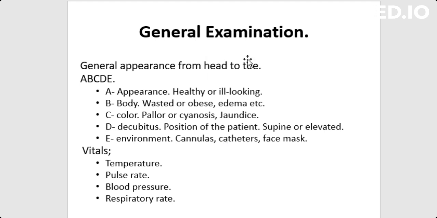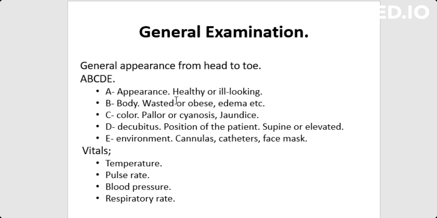Starting with the general examination, general appearance of the patient from head to toe, and this starts from when the patient is entering the room. If the patient is ambulatory, you can do that. If it is non-ambulatory, you can also continue from head to toe. And the principle is A, B, C, D, E. This is just a mnemonic to help you memorize.